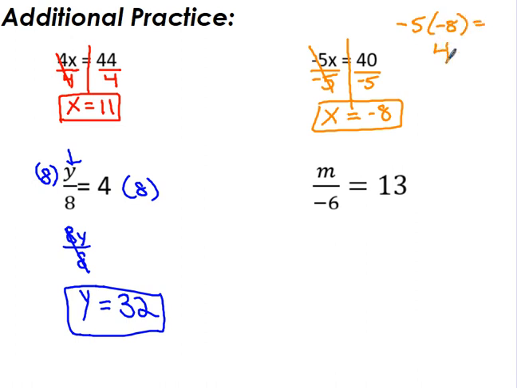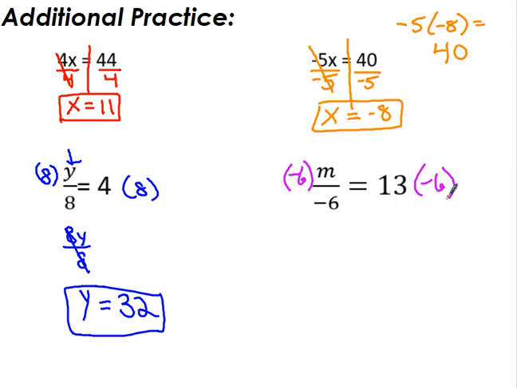Finally, m divided by negative 6 equals 13. So what I'm going to do here, this represents division. This is m divided by negative 6. To cancel out division, we multiply. So I'm going to multiply by negative 6. And whatever I do on one side, I have to do on the other side. These cancel. That's why we did it. Times negative 6 cancels out divided by negative 6.